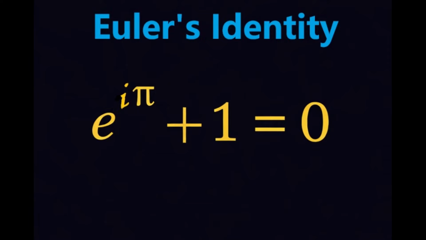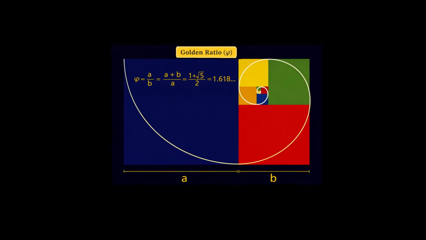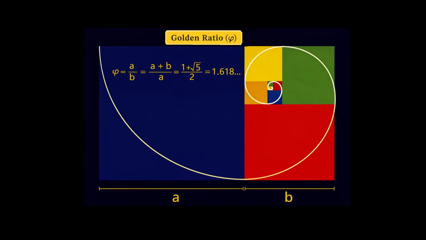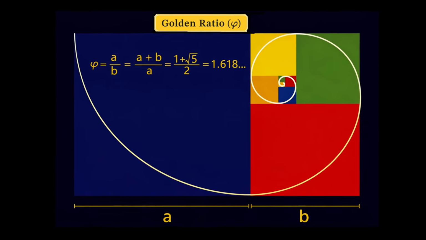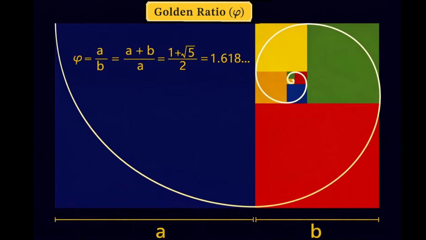Now we move to structure and proportion. Phi, the golden ratio, about 1.618. Appears in geometry, art, nature, and recursive growth patterns. When a line is divided into two parts and the longer part A, divided by the smaller part B, is equal to the sum of A plus B, divided by A.